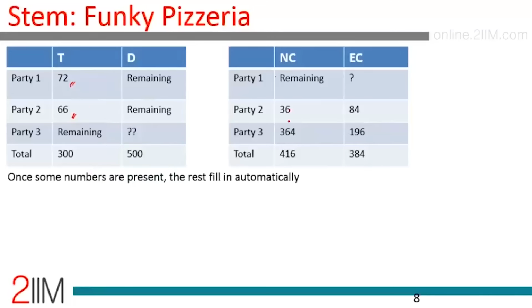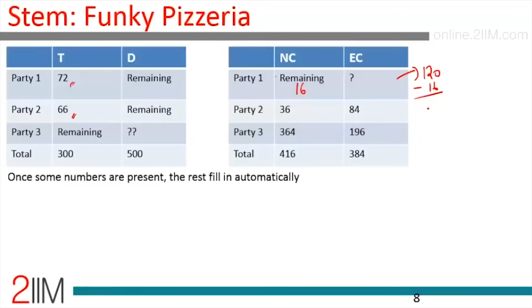This we don't know, 36, 364, 416. 364 plus 36 is 400. 416 totally, remaining should be 16. This is 416, remaining is 384. 196 plus 84, remaining goes here. The other way of thinking about this number should be 120 minus 16.